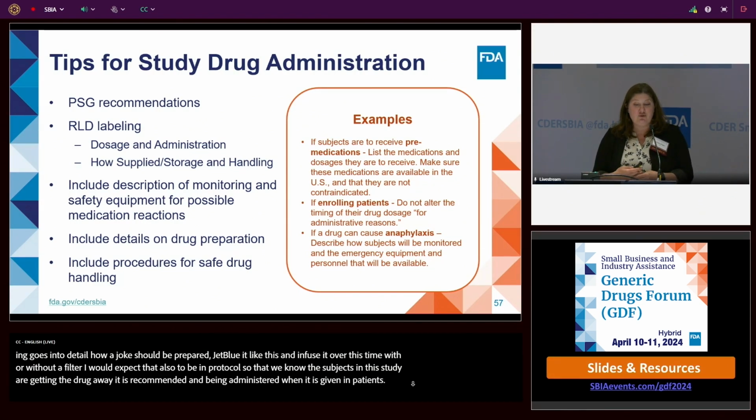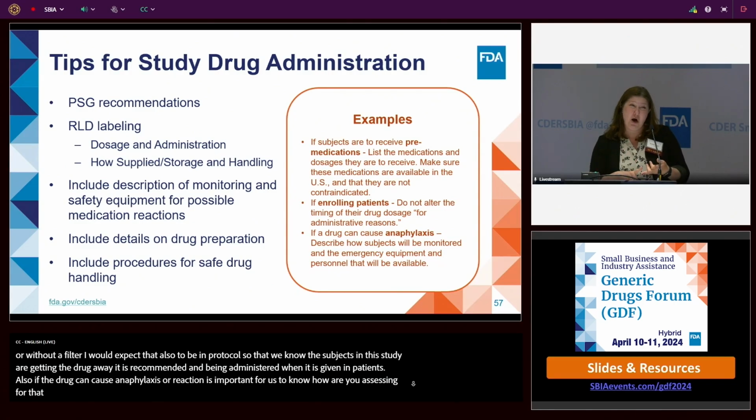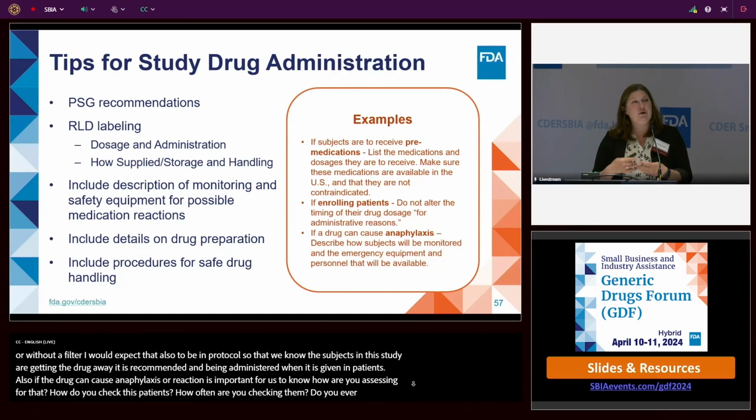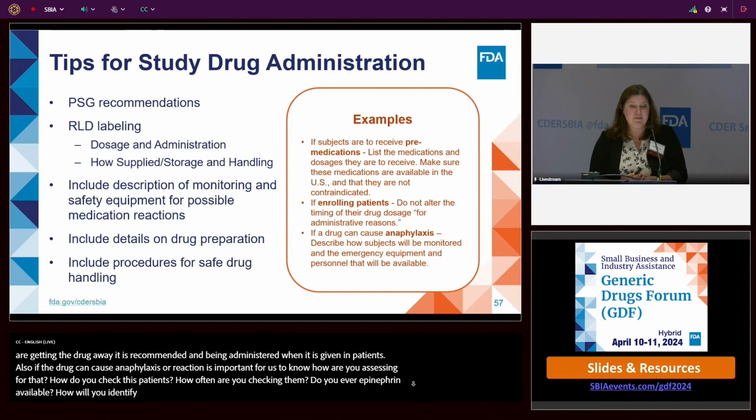Also, if a drug can cause anaphylaxis or some sort of severe allergic reaction, it's important for us to know from a patient safety perspective, how are you assessing for that? How are you checking those patients? How often are you checking them? Do you have a code card available? Do you have epinephrine available? How are you going to be identifying and monitoring these subjects for anaphylaxis?